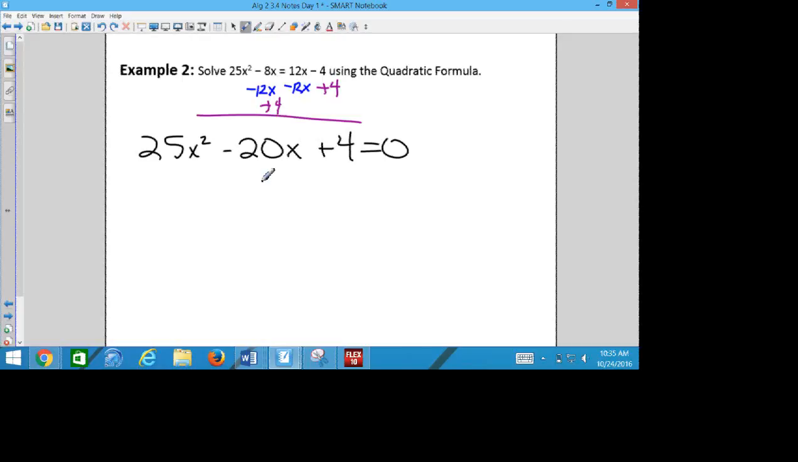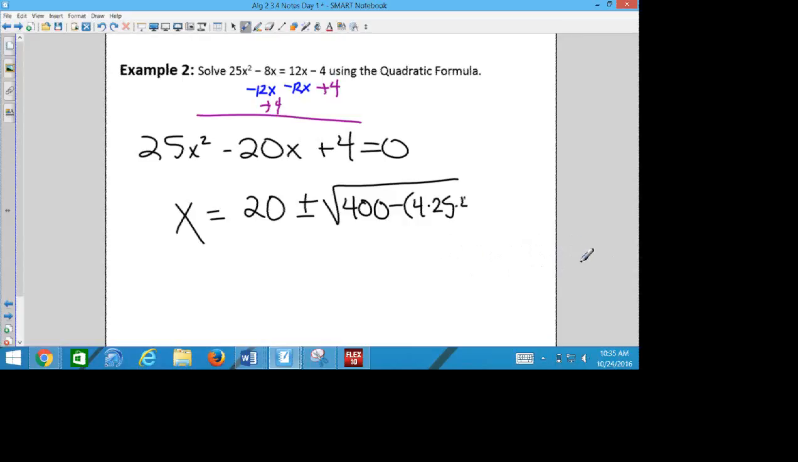Alright, so x equals opposite b, which is 20, plus or minus the square root of b squared, which is 400, minus 4ac, all over 2a. I just kind of plugged in the a, b, and c while I was thinking.